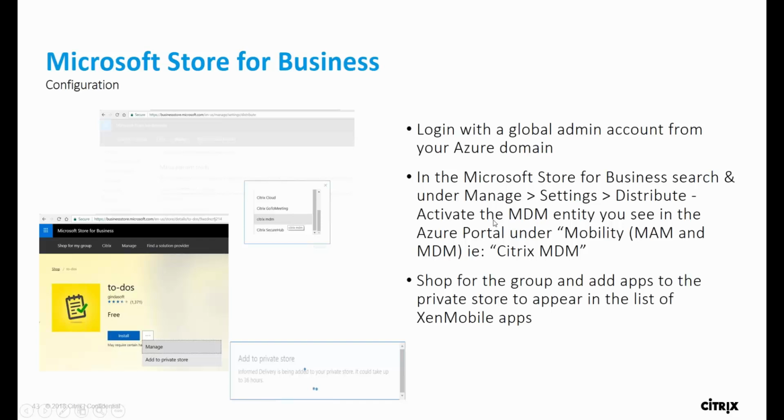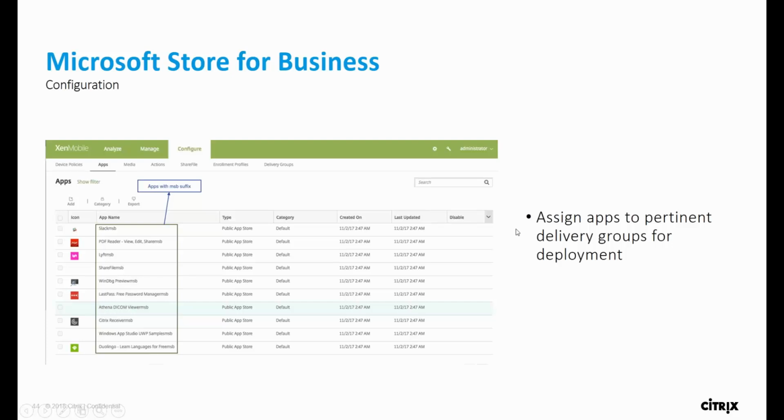So we'll walk through the menu. Another aspect of the setup is that in the Store for Business, you need to specify basically a link to your Azure instance, right? You're going to have an identifier for your MDM setup, and that's just something you have to specify. And otherwise, once it starts to sync up, the apps are imported into XenMobile. It can be deployed, again, along with other apps.